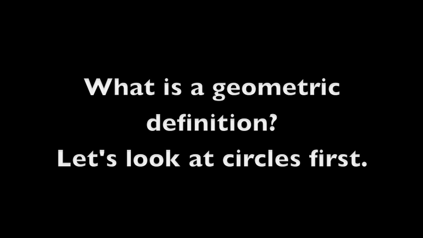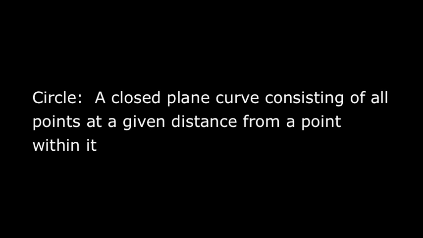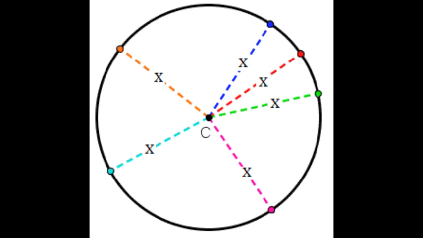Let's look at circles. We're pretty familiar with circles. So a circle is a closed plane curve consisting of all points at a given distance from a point inside of it. So if we look at this picture, we have a central point C, and that given distance x goes all the way around that circle. It's the same distance. We actually call that the radius. But that's a geometric definition for a circle.